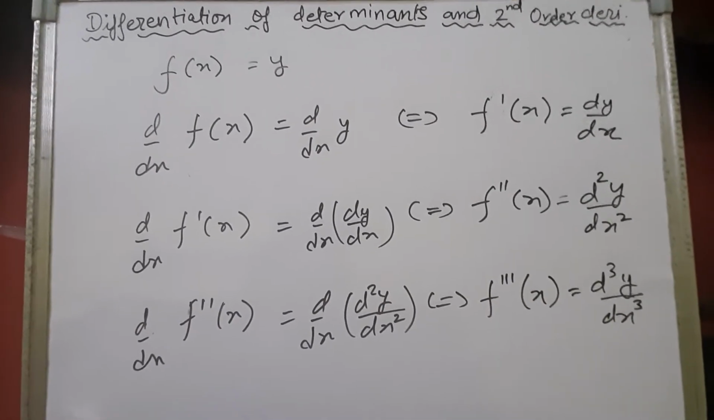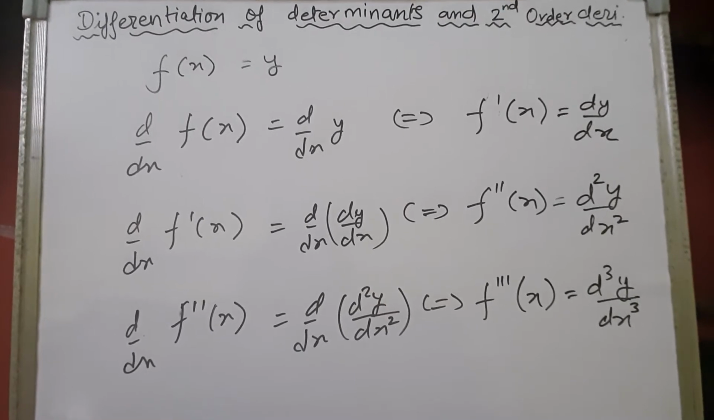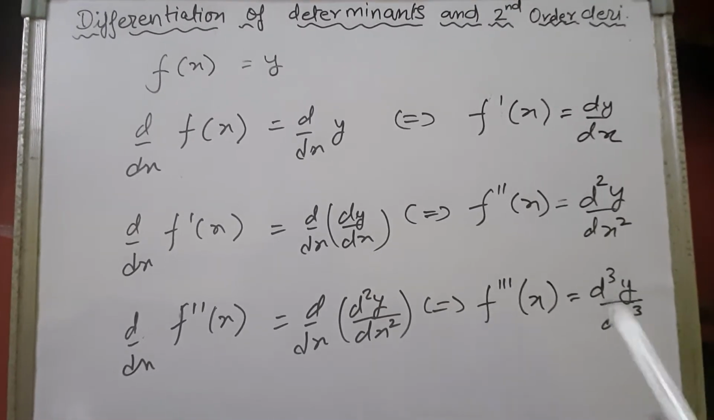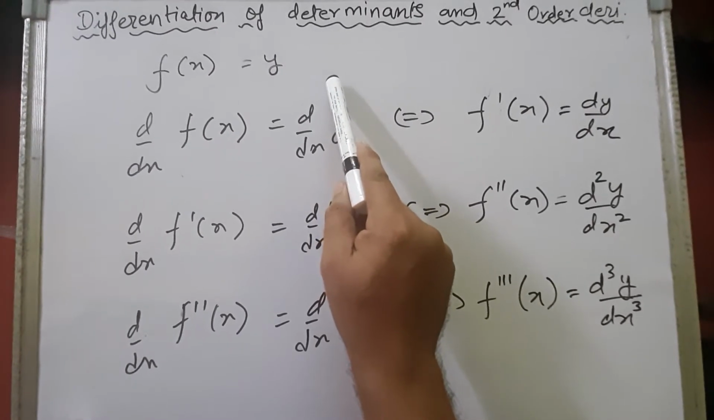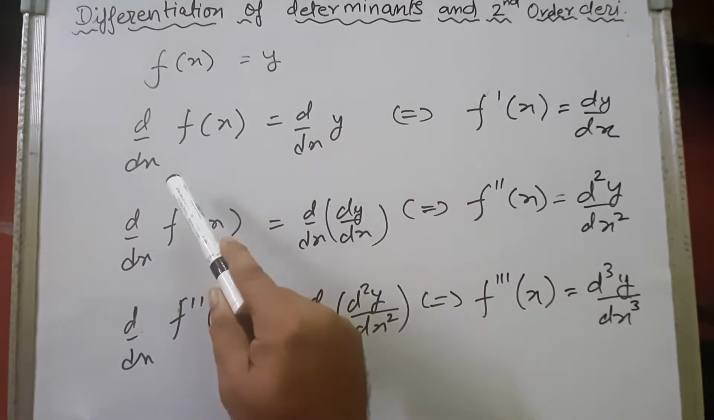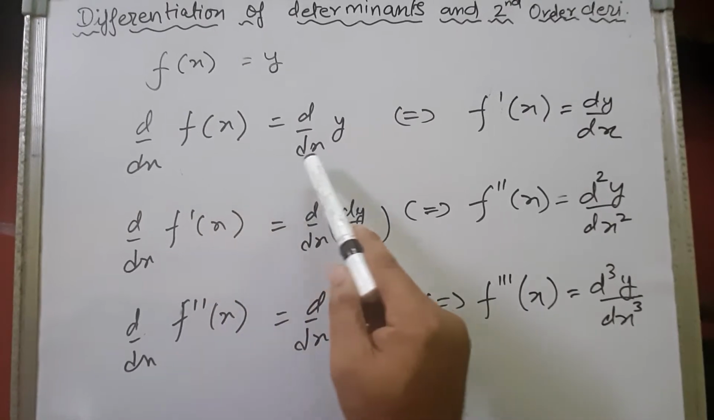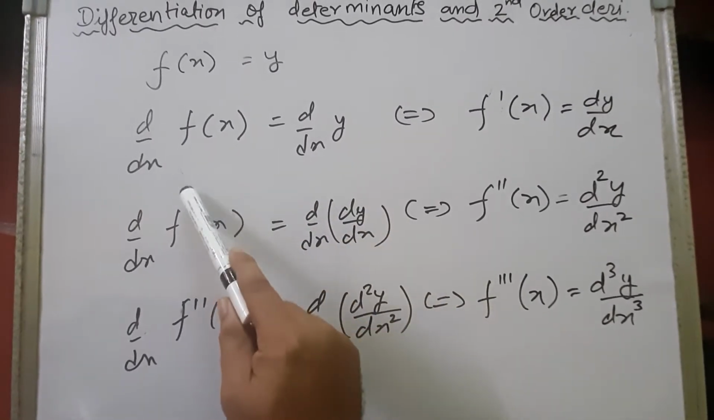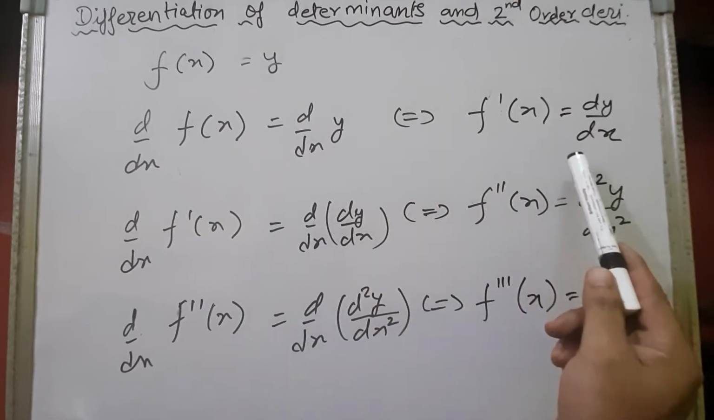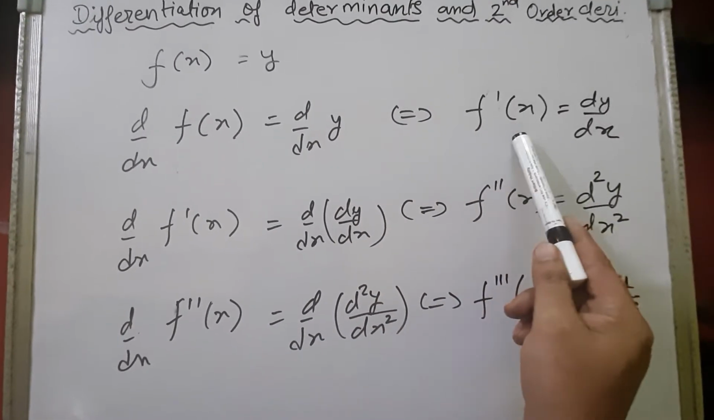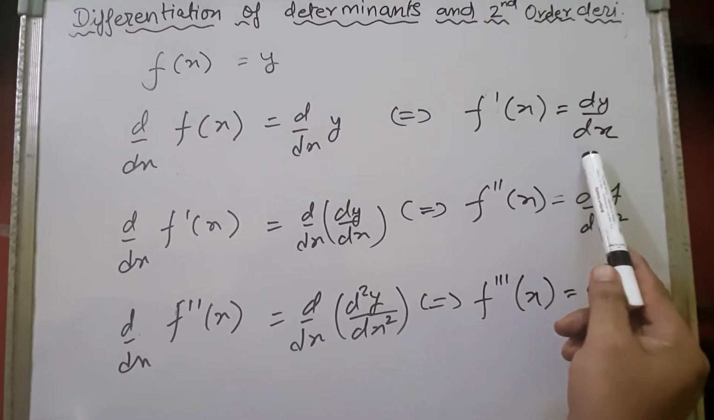Children, now we will be discussing second order derivative. Suppose a function is given as f(x) equals y, and if we have to differentiate this function, what we'll do? d by dx of f(x) equals d by dx of y. So when we differentiate f(x), what we'll get? f dash x. And when we differentiate y, we'll get dy by dx. So that means f dash x is representing dy by dx.